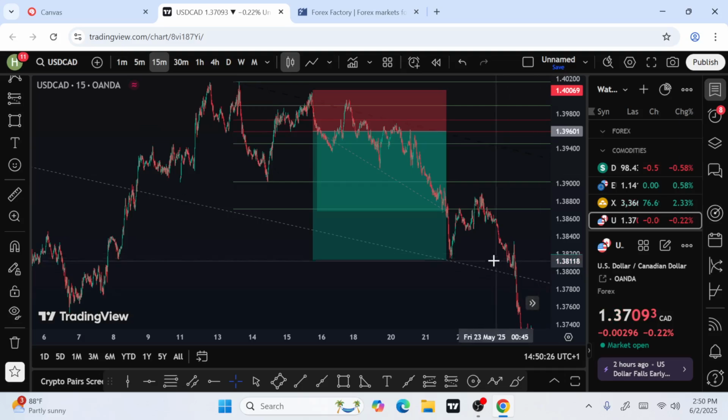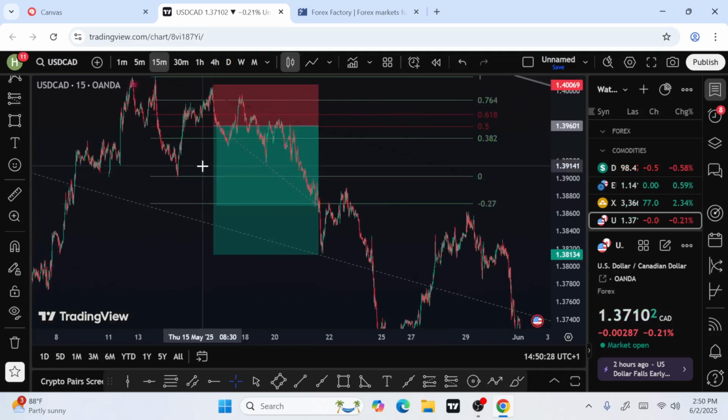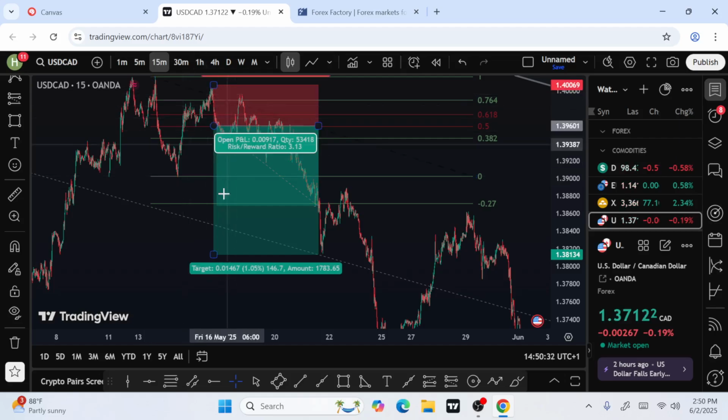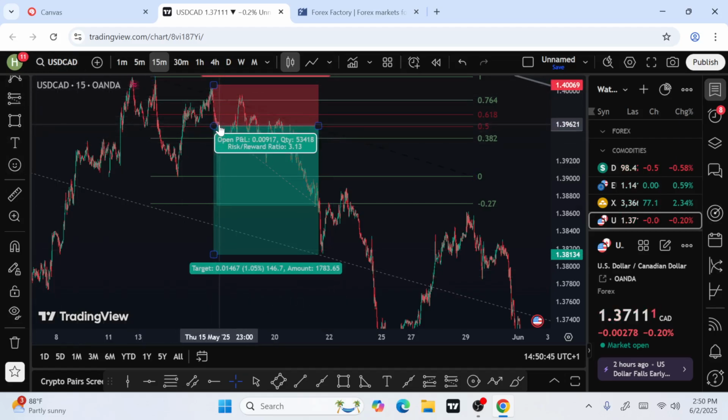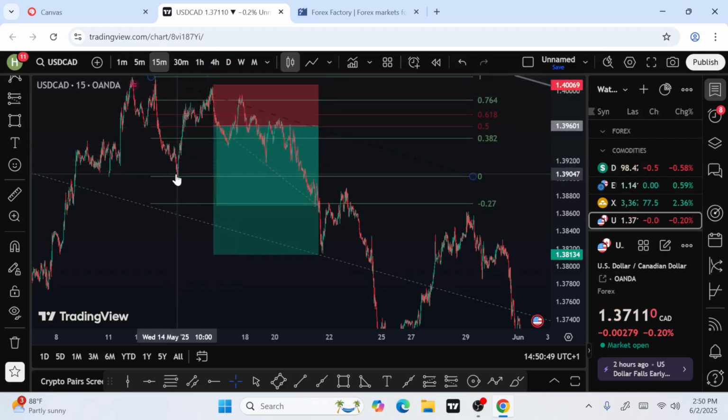But where you want to take your profit from is where? This guy. Like I've explained, because you are expecting that it comes down to test this guy and it breaks it to form a new lower low. Are you following? So once you see this formation, boom, and you enter a sell here, your stop loss will be above this guy and your take profit will be at 0%. Then if it breaks it, you are coming to minus 0.27 for your TP2.